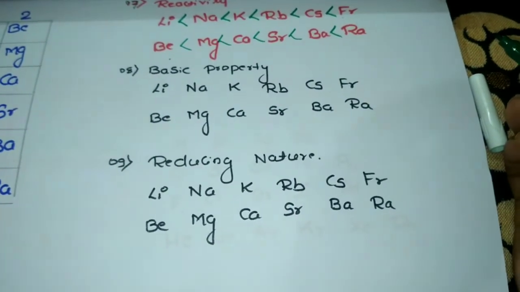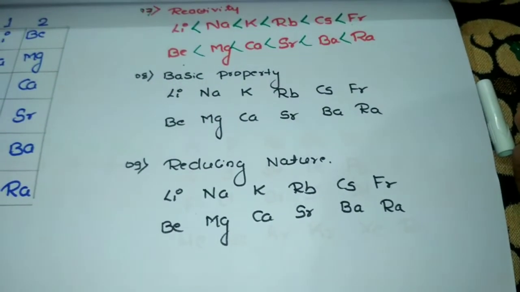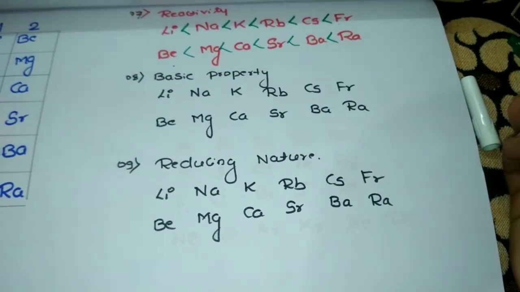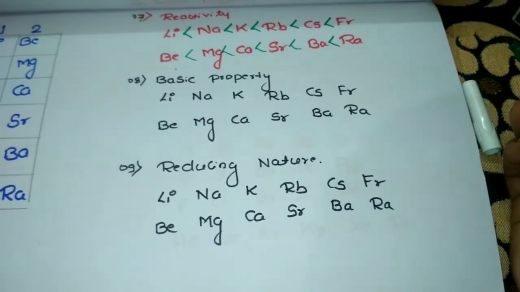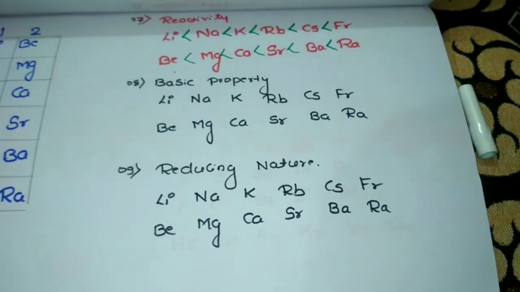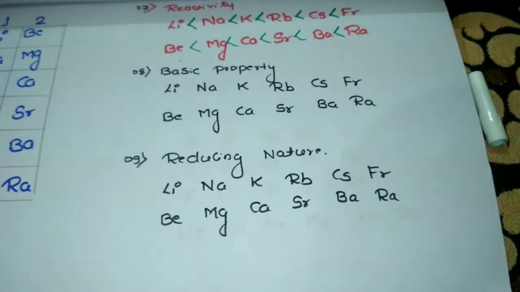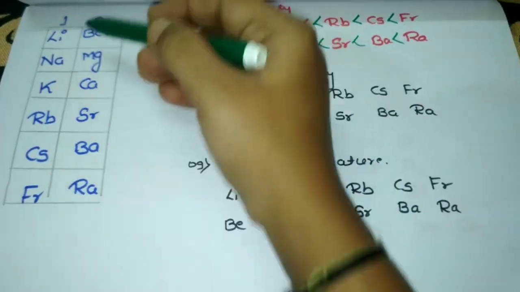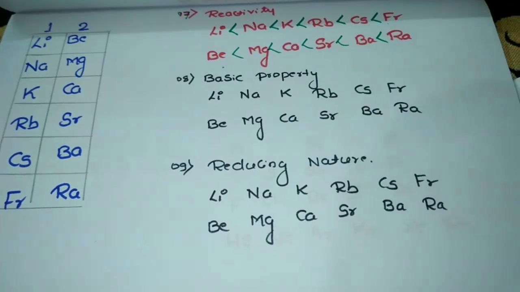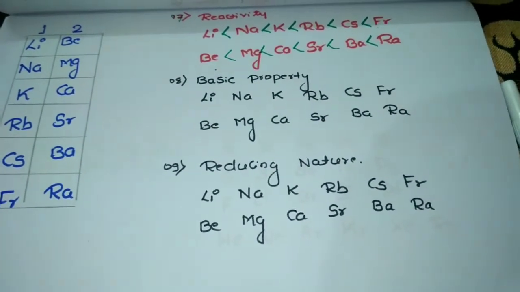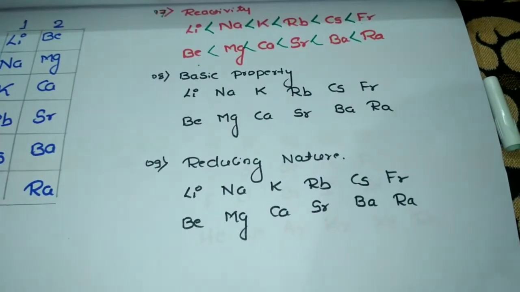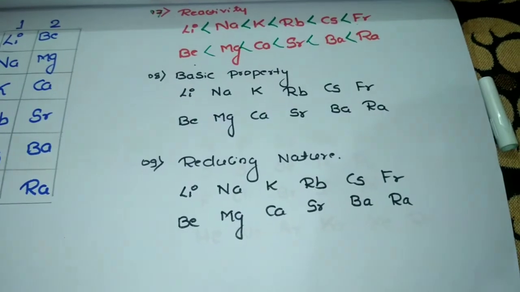Similarly, come to the next property, that is the basic property. According to the Lewis concept, bases are those which are electron donors. As we go down the group, the size increases, the atomic radii increases, so that the outermost electron is left free and can be donated very easily.